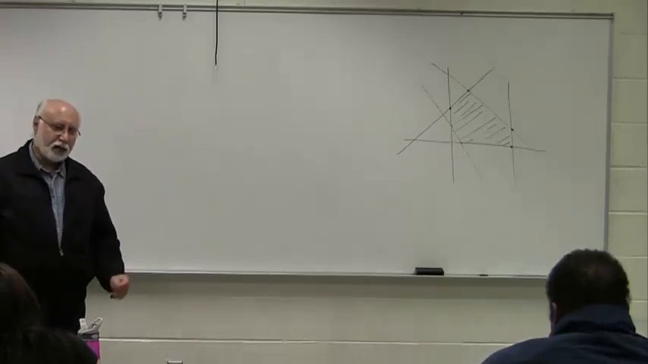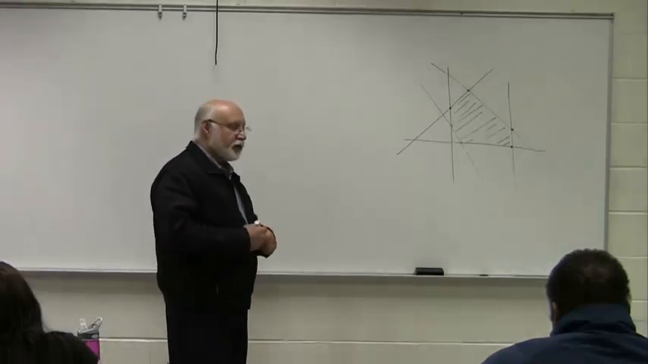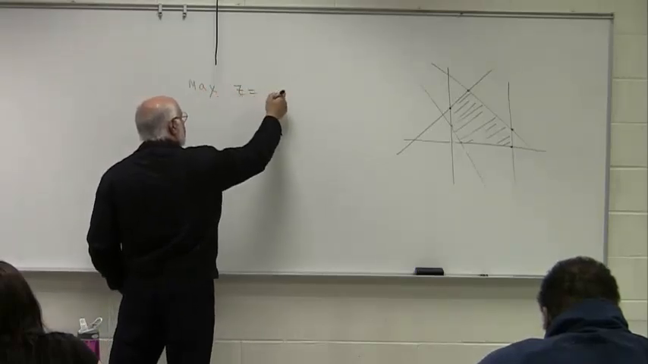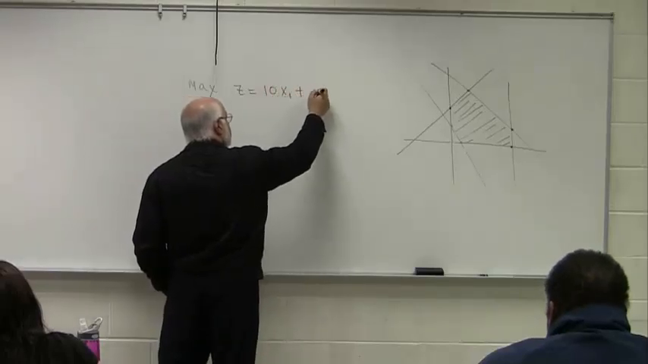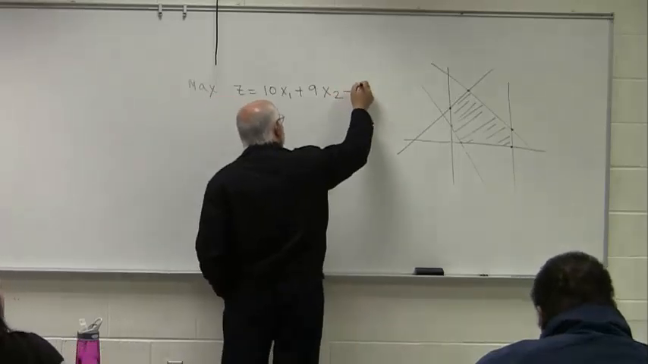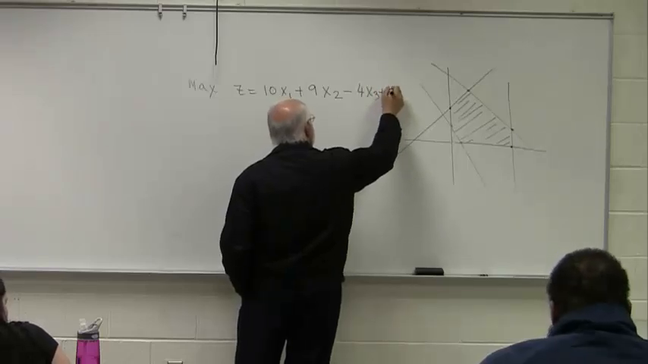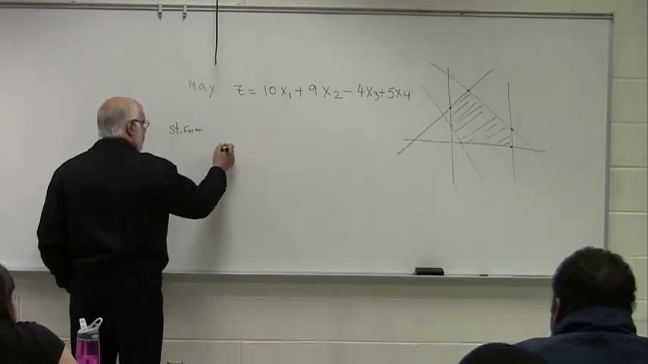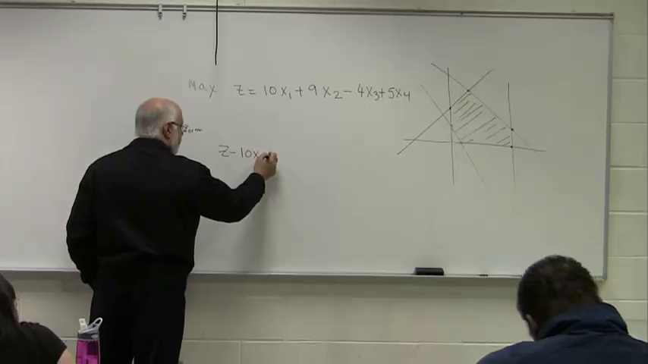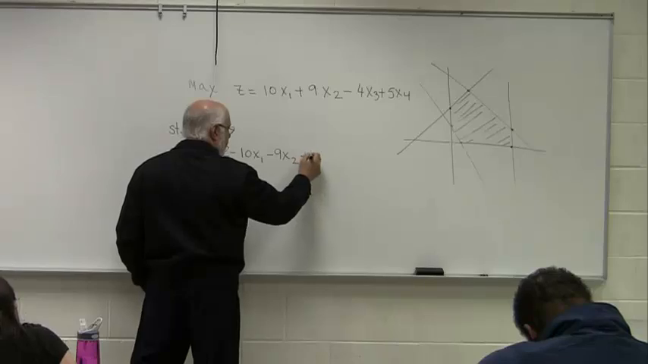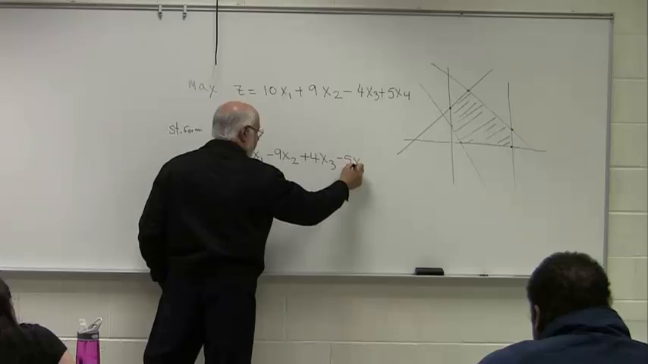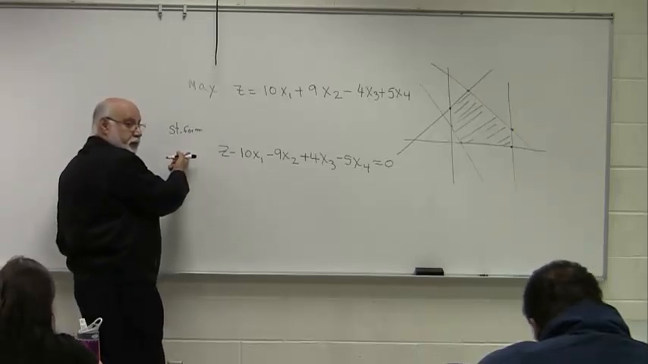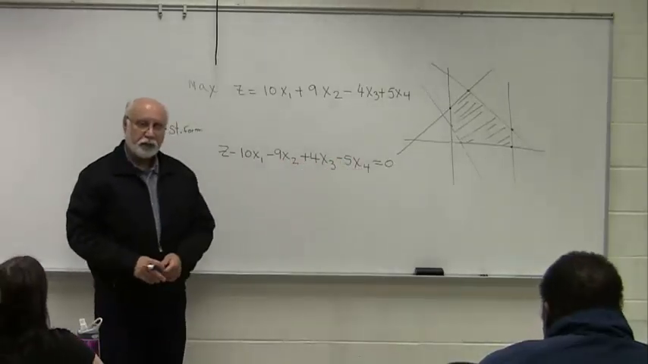And to use this technique, we need to go back and talk about the reason that we choose a variable. Okay. Max z equals 10x1 plus 9x2 minus 4x3 plus 5x4. In standard form, that line reads z minus 10x1 minus 9x2 plus 4x3 minus 5x4 equals 0. There is no equal sign here in the original, there is no max here. It is like a regular equation.